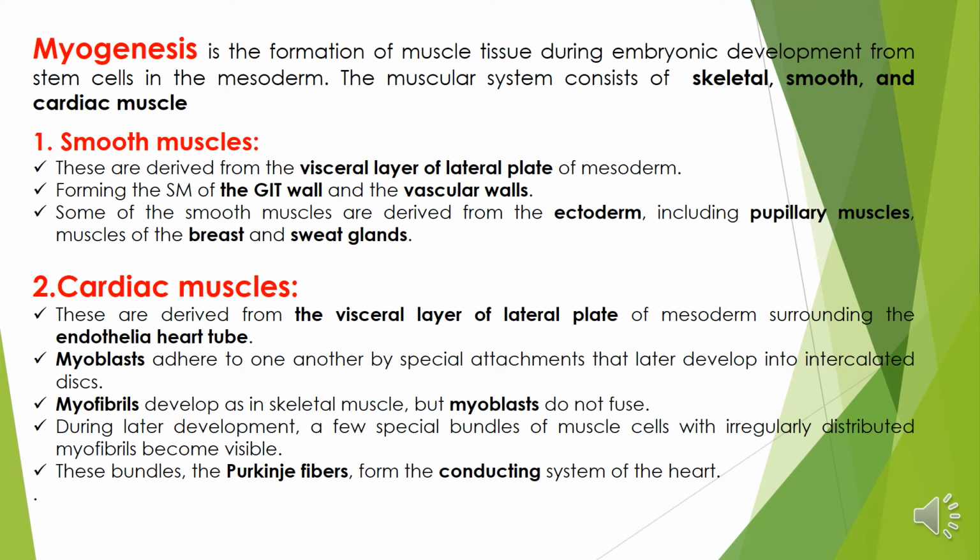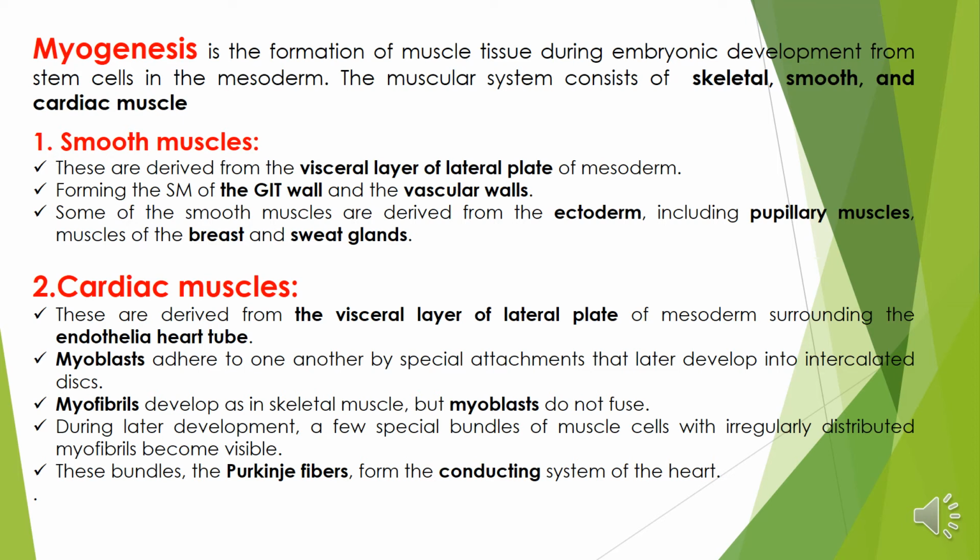We said the mesoderm consists of three layers. The paraxial mesoderm forms the somites. Somites later form the axial skeleton. The second part of the mesoderm is the intermediate mesoderm, and third, the lateral plate.